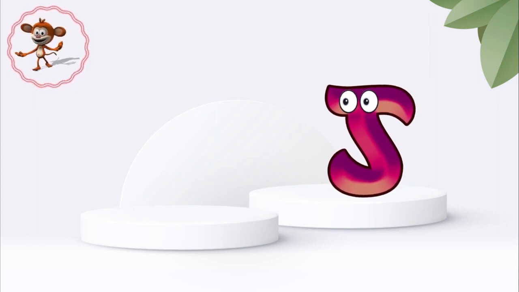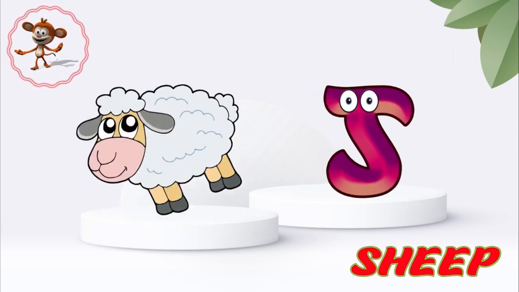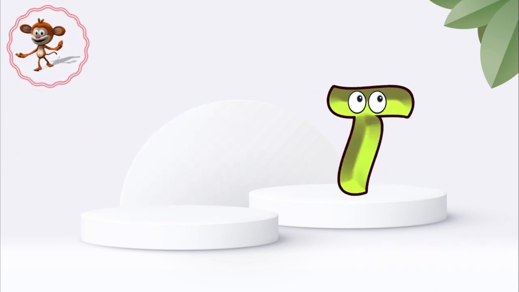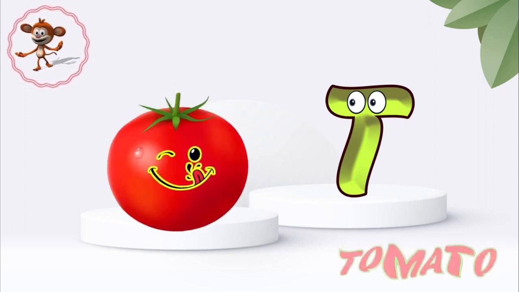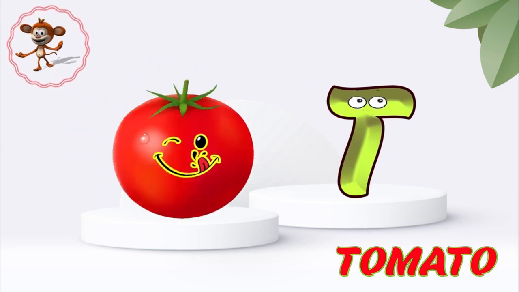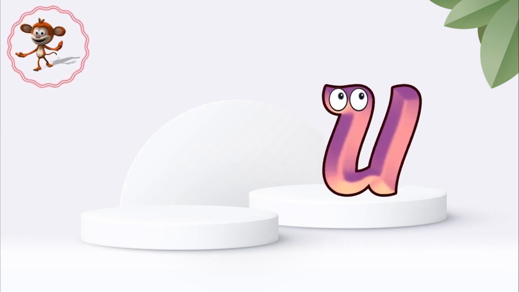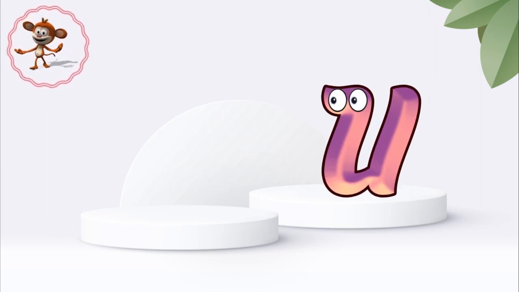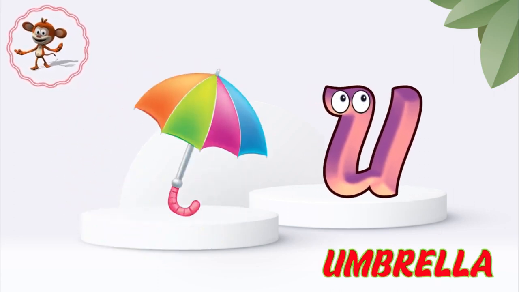S. S for sheep. T for tomato. U for umbrella.